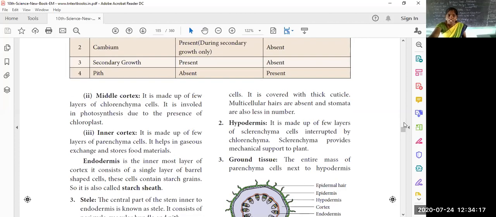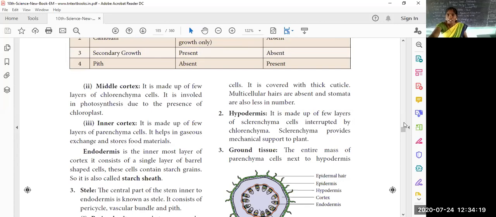Next, endodermis. It is the innermost layer. Endo means inner side. Okay, the innermost layer of the cortex. It consists of a single layer of barrel-shaped cells. So if you see the cells, they look like a barrel. Okay, these cells contain starch grains, fully starch grains.